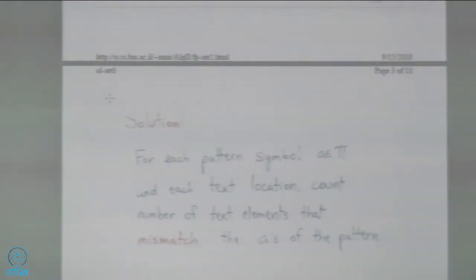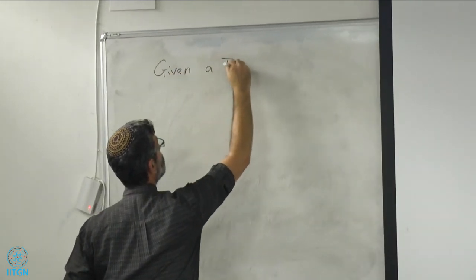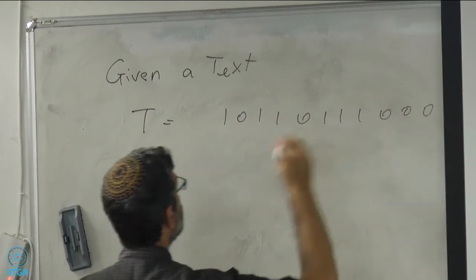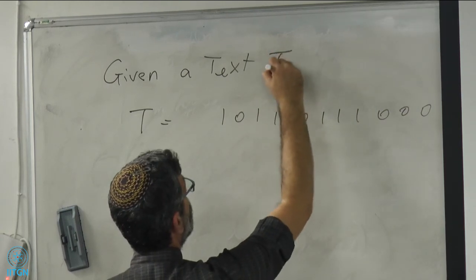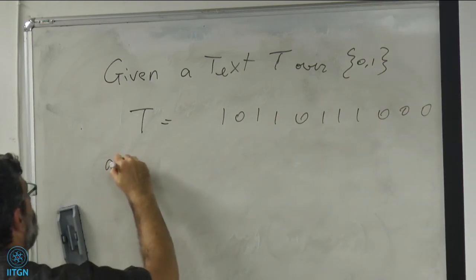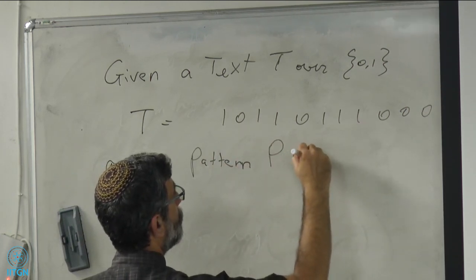Okay, so now again, for people who still are confused with the FFT, assume that your black box is the following. Because this is everything. Assume that your black box is given a text T of zeros and ones, T over {0,1}, and a pattern P over {0,1}.